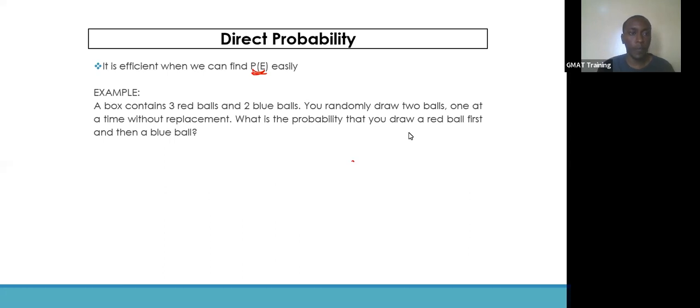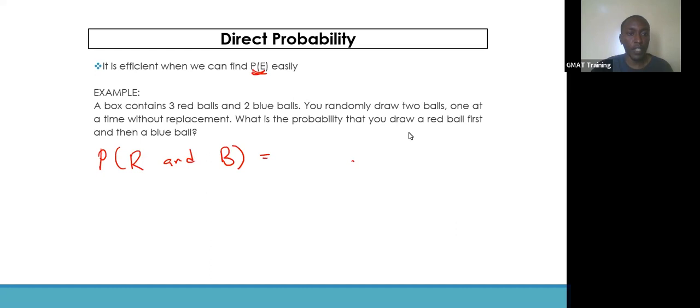Okay, the same question. A box contains 3 red balls and 2 blue balls. You randomly draw 2 balls, one at a time without replacement. What is the probability that you draw a red ball first and then a blue ball? Okay, now in this case we have to use the AND rule. We want the probability of red and then blue later on.